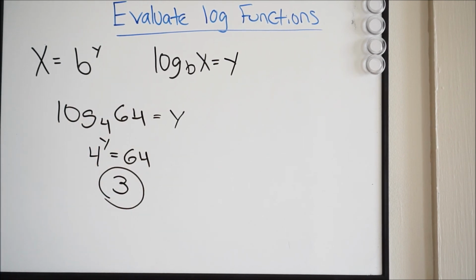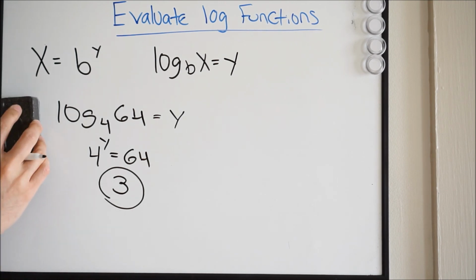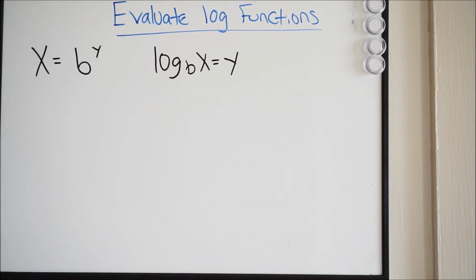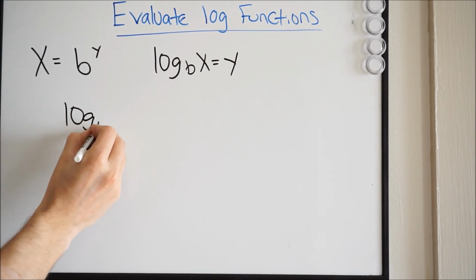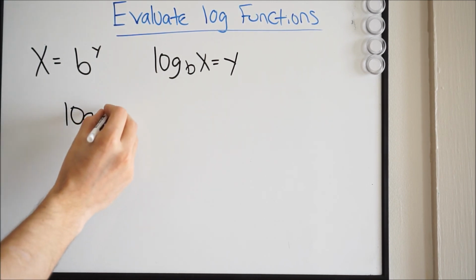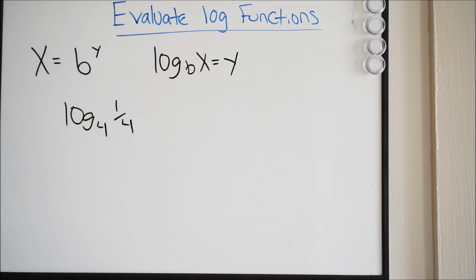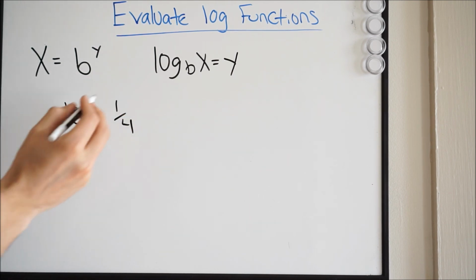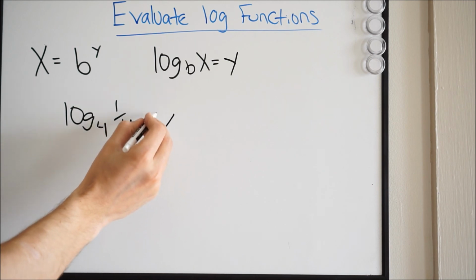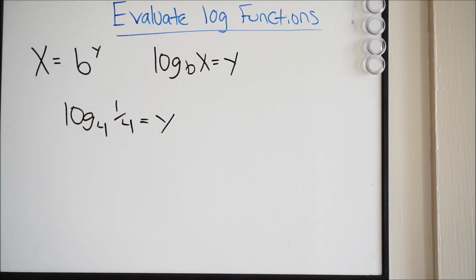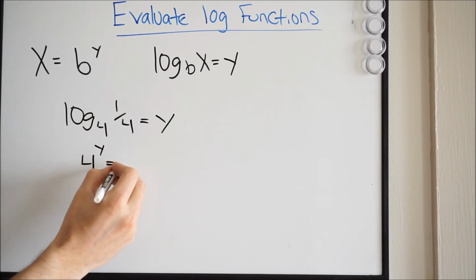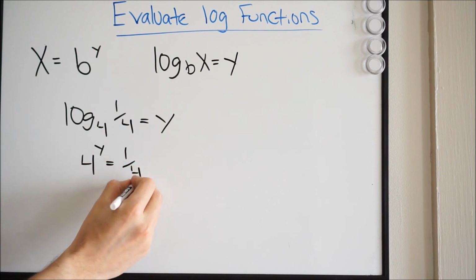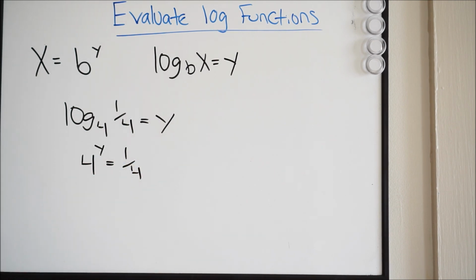Let's try one more, a little more challenging. We can have here log base 4 of 1/4. Okay, first step, as always, set it equal to y. And then let's go ahead and put this into its exponential form. So when we do that, we get 4^y equal to 1/4. And so this one is a little bit tricky.